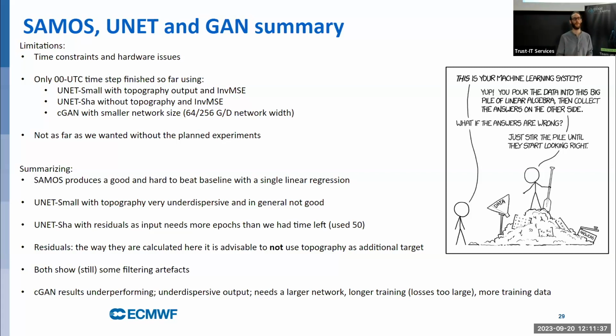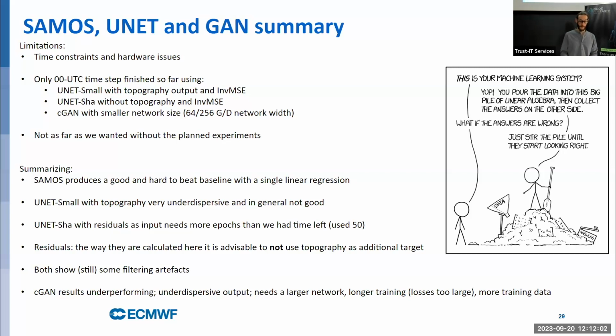One point was that SAMOS already produces a very good baseline, which might sound intriguing because it's basically based on linear regression. But the reason it already performs quite well is that we're using standardized anomalies. We're taking away the fitted climatology and only predicting the residuals, and this just works quite well as a baseline.